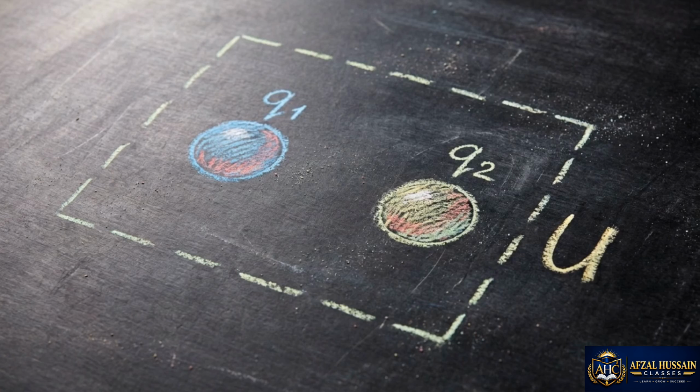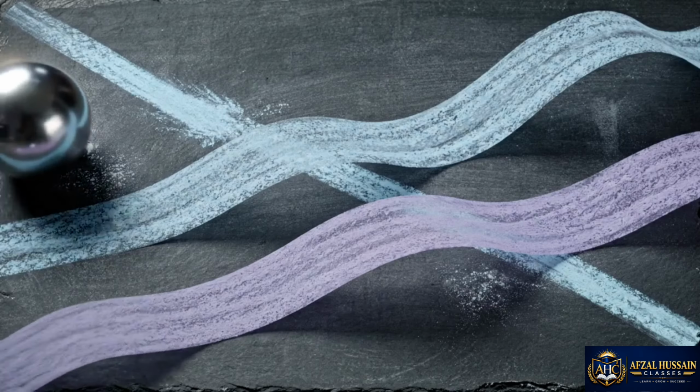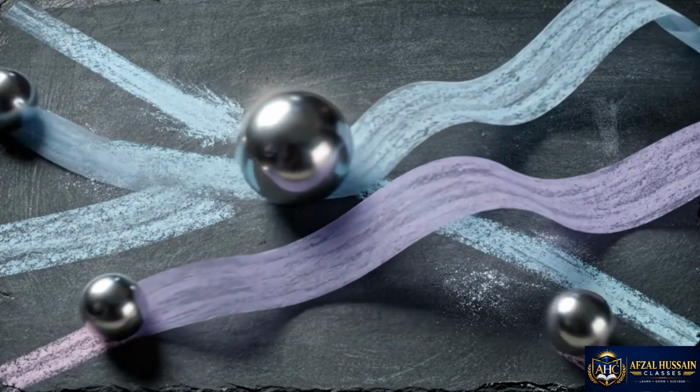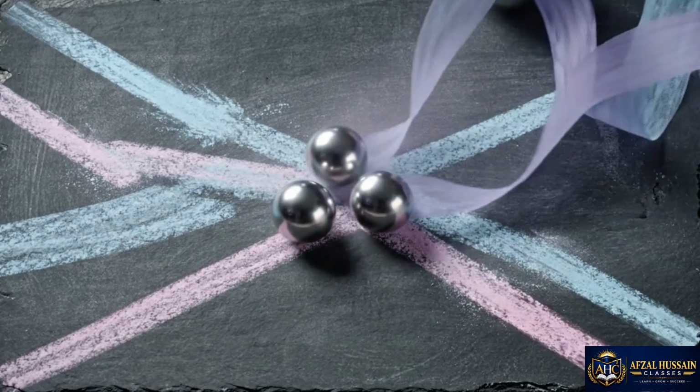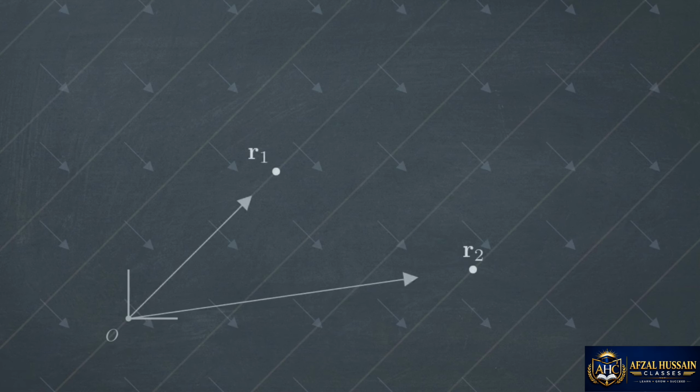Our goal is to determine the total potential energy of a two-charge system, Q1 and Q2, placed at specific positions R1 and R2 within an external field. The total potential energy equals the total work required to assemble these charges from infinity into their final configuration, one step at a time. Step 1 begins with a localized space containing only the external potential field. Our two target positions, R1 and R2, are currently empty.